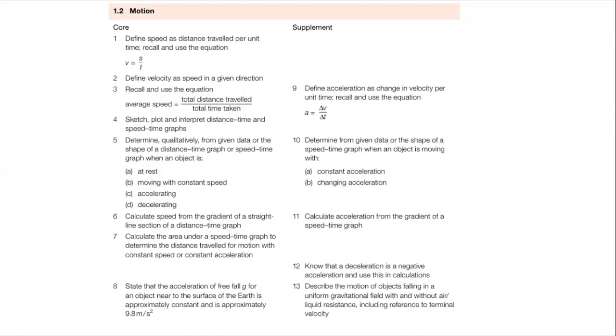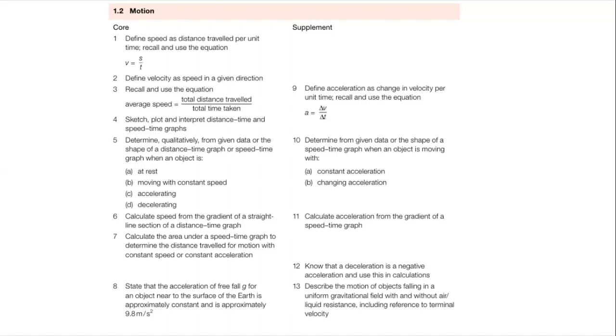Fifth one, determine qualitatively from given data or the shape of a distance-time graph or speed-time graph when an object is A, at rest, B, moving with constant speed, C, accelerating, D, decelerating. Sixth one, calculate speed from the gradient of a straight line section of a distance-time graph. Seventh one, calculate the area under a speed-time graph. Then determine the distance traveled for motion with constant speed or constant acceleration.